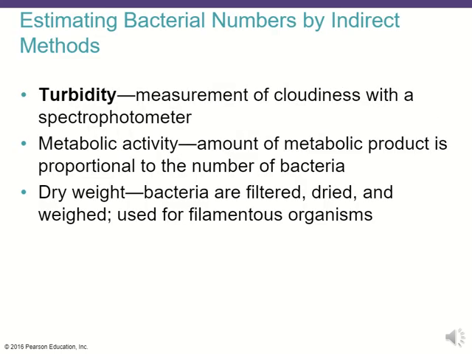And then estimating bacterial numbers by indirect methods. One could be turbidity, which is a measurement of the cloudiness with a spectrophotometer, an instrument that's used to shine light or beam light through a sample and then determine how much of the light is able to pass through that sample to a detector on the other side.